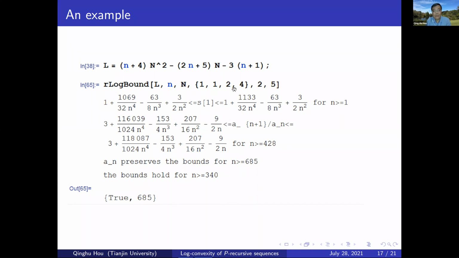To prove this 2-log-convexity, we need the ratio to be bounded by these two terms. The first ratio u_n must be bounded by this one and this one, and this would imply the 2-log-convexity. Of course, we need to compute the minimal n such that this inequality holds.